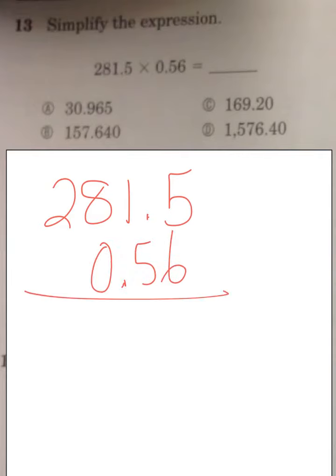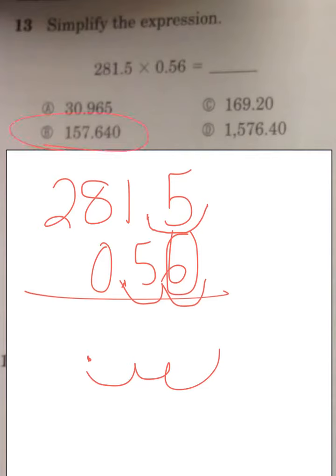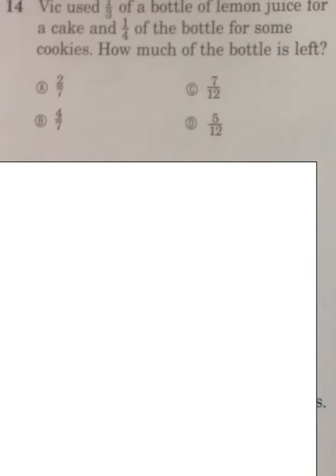0.56. You do the multiplication as you normally would, starting with your furthest to the right and multiply, and then your next one and multiply, and then you count number of decimals to the end. So 1, 2, 3, so your answer would be 3 decimal places in. If you did this in the calculator, however, because you're allowed to, then you would get B, 157.640.